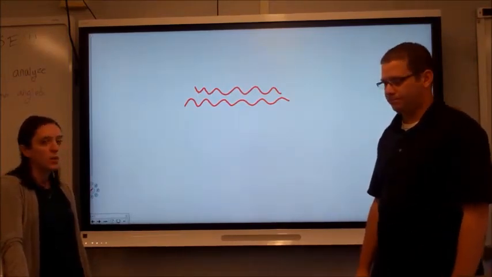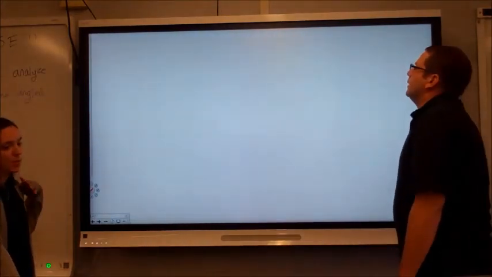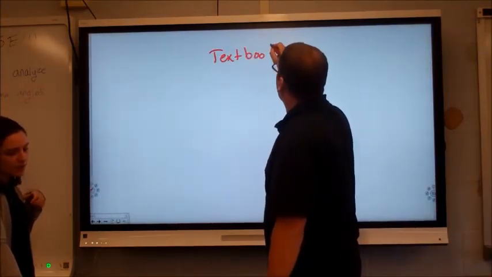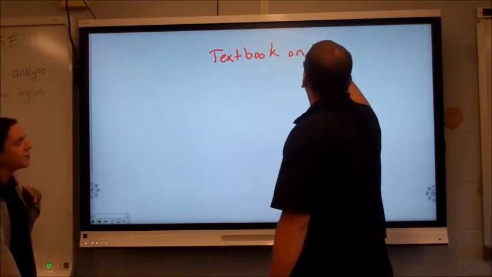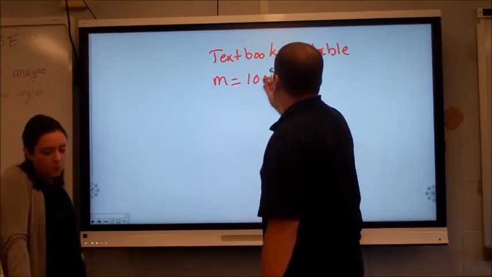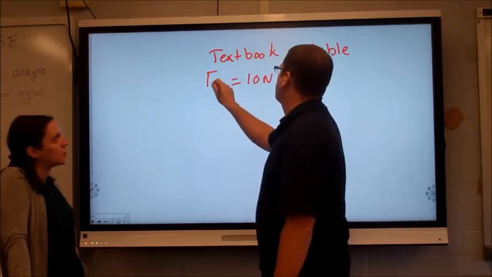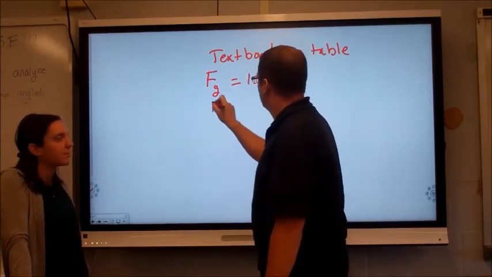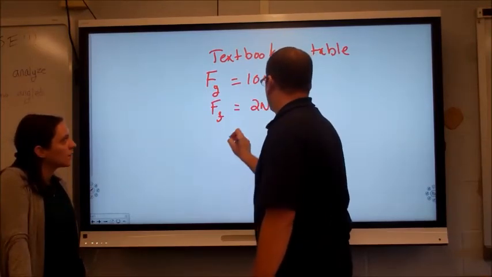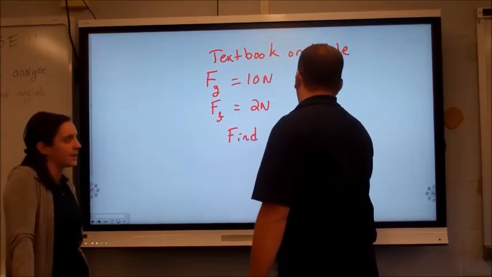So let's do one quick example problem before we let you go. So let's talk about a textbook on a table. And let's say that our textbook is 10 newtons. And we want to know what the coefficient of friction is if it takes us, let's say, 2 newtons of force to start moving it. So we want to find our coefficient of friction when it takes us 2 newtons of force to start moving the textbook.